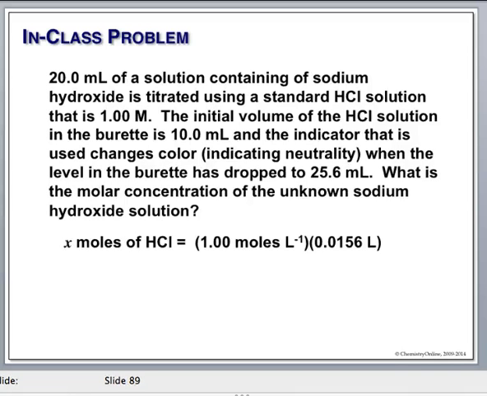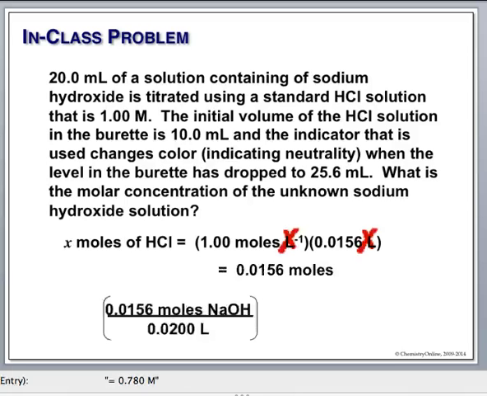Moles of HCl, 1 mole per liter. That's our volume, 15.6 mils. We have 0.0156 moles. That's how many moles of sodium hydroxide there were, right? Therefore, we have 0.0156 moles of sodium hydroxide, 20 mils is 0.02 liters. This is 0.78 molar.